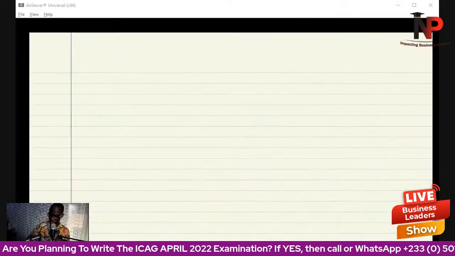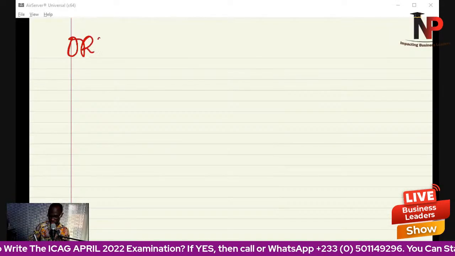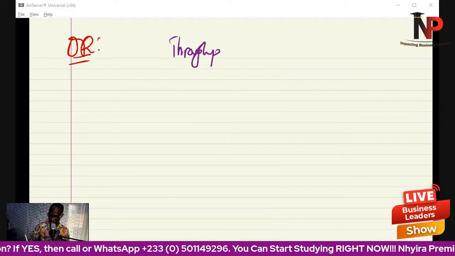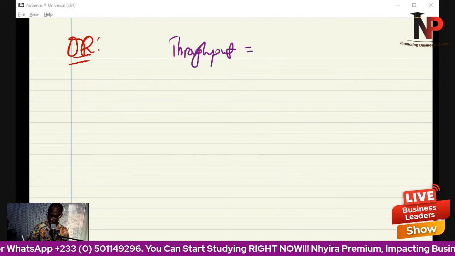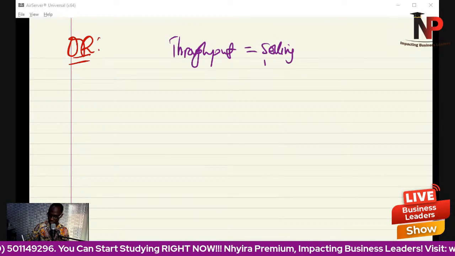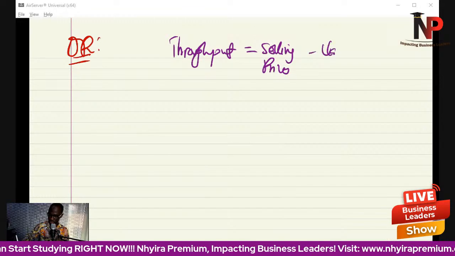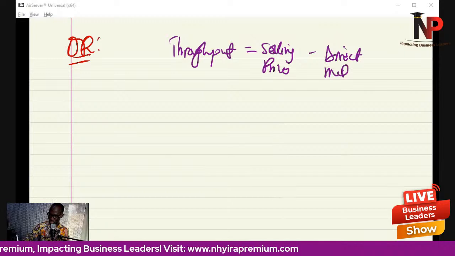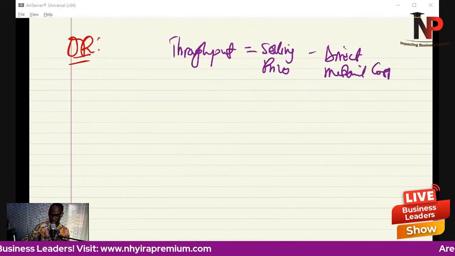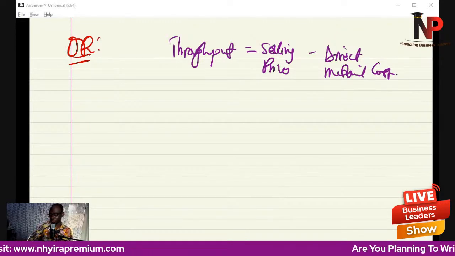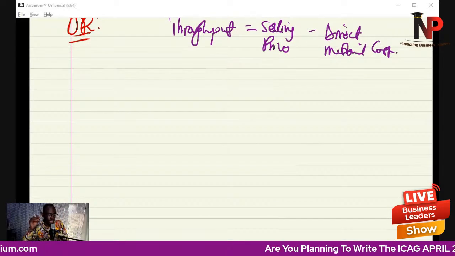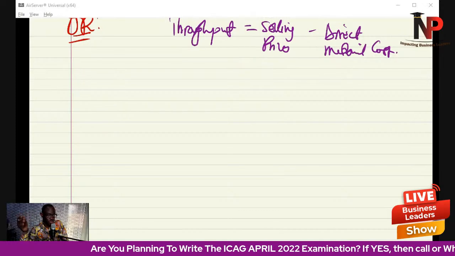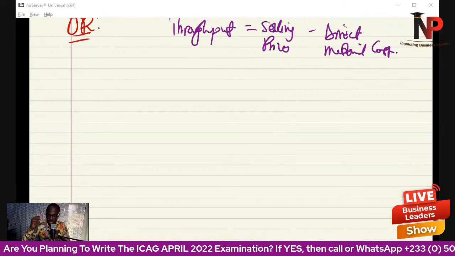So if we are going with throughput, now remember this is not in the question. Remember, throughput is selling price minus direct material cost. Because we said in throughput, in the short term, direct material cost is the only variable cost. All other costs are considered as what? Fixed or factory cost in that case.